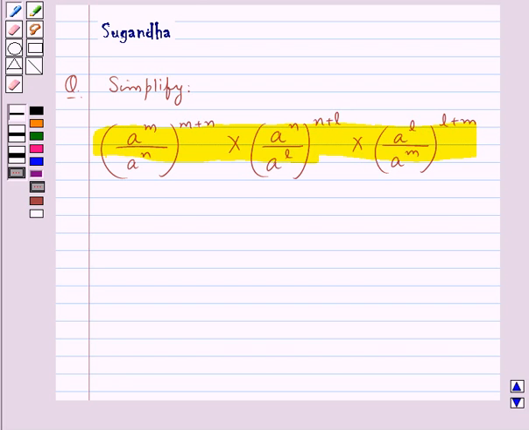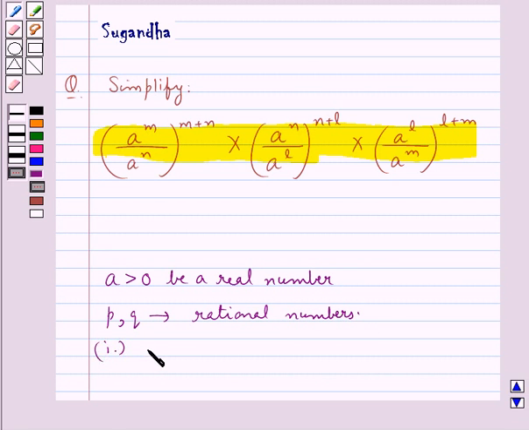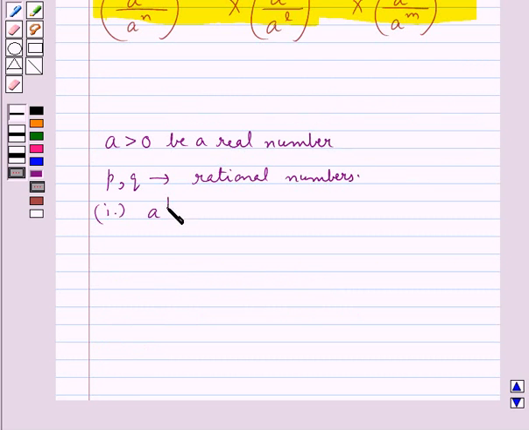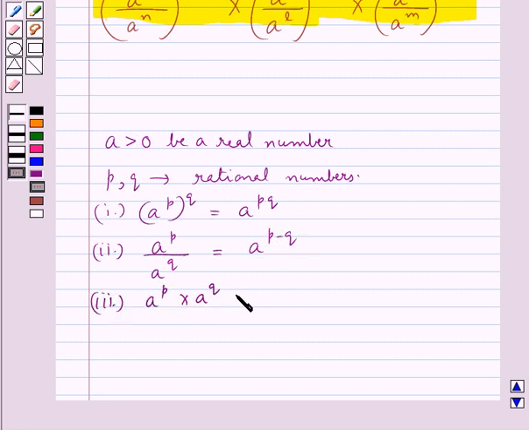Before moving on to the solution, let's recall some laws of radicals. Let a be greater than 0, a real number, and let p and q be rational numbers. Then (a^p)^q is equal to a^(pq), and a^p / a^q is equal to a^(p - q). Now we have one more law, which is a^p multiplied by a^q is equal to a^(p + q). This is the key idea to be used in this question.